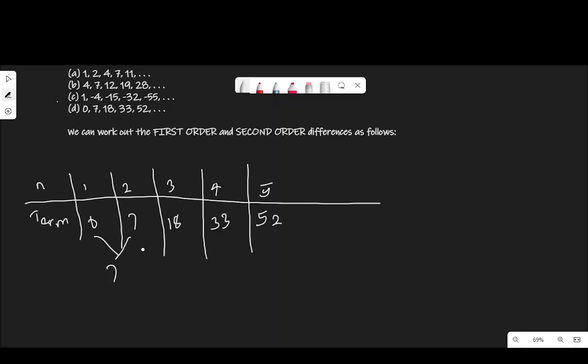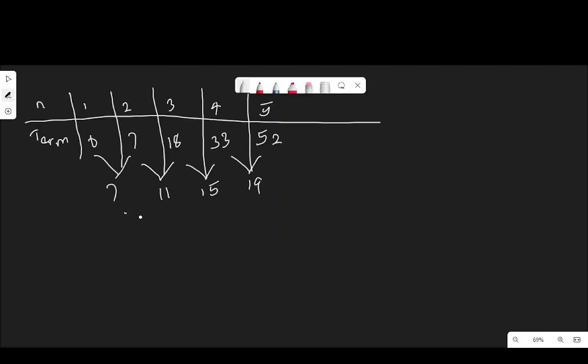7 minus 0 is 7, 18 minus 7 is 11, 33 minus 18 is 15, and 52 minus 33 is 19. That is the first order difference. The second order difference, 11 minus 7 is 4, 15 minus 11 is again 4, 19 minus 15 is again 4.